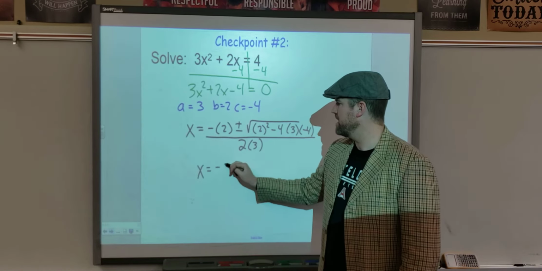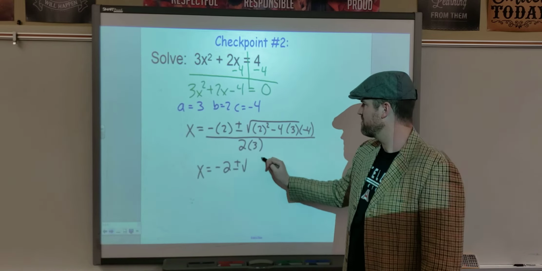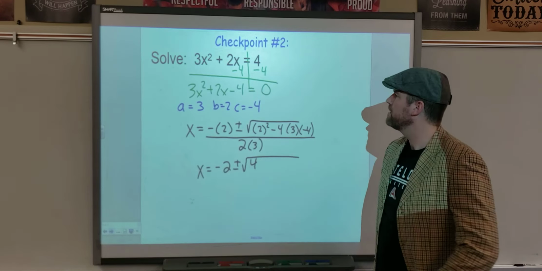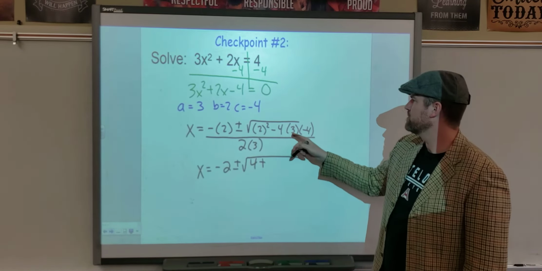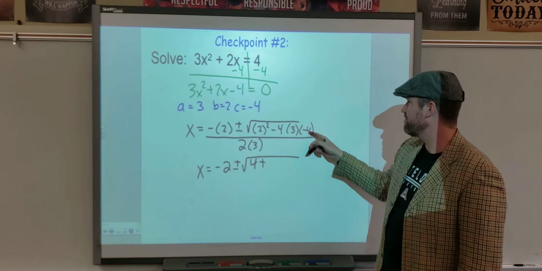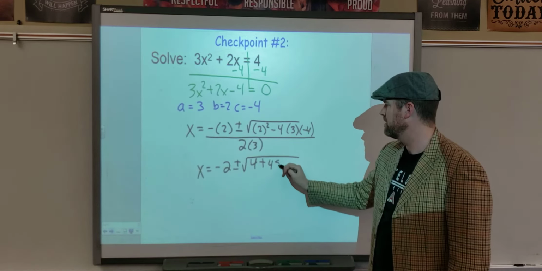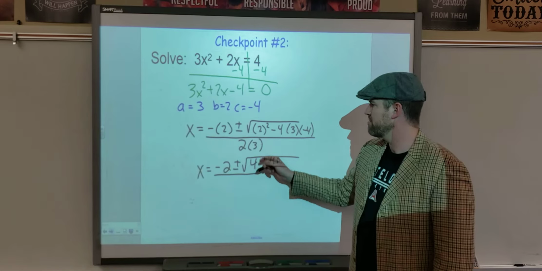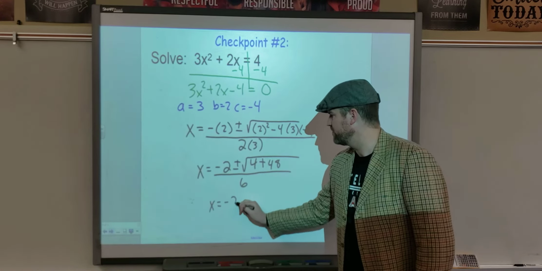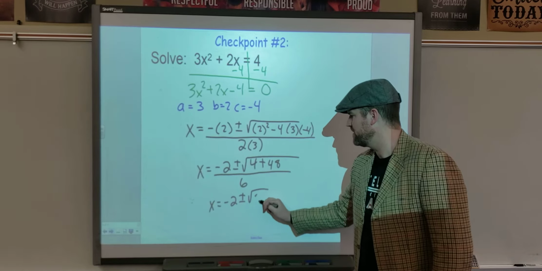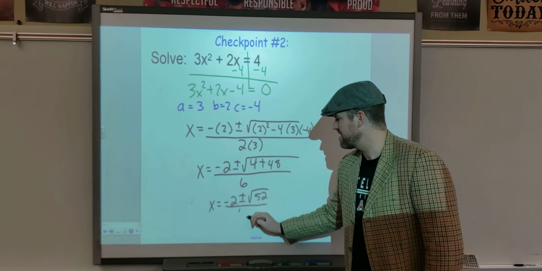X equals negative 2 plus or minus the square root of 4. We have 2 negatives, so it's going to be plus. 4 times 3 is 12. 12 times 4 is 48. All over 2 times 3, which is 6. X equals negative 2 plus or minus the square root of 52 over 6.